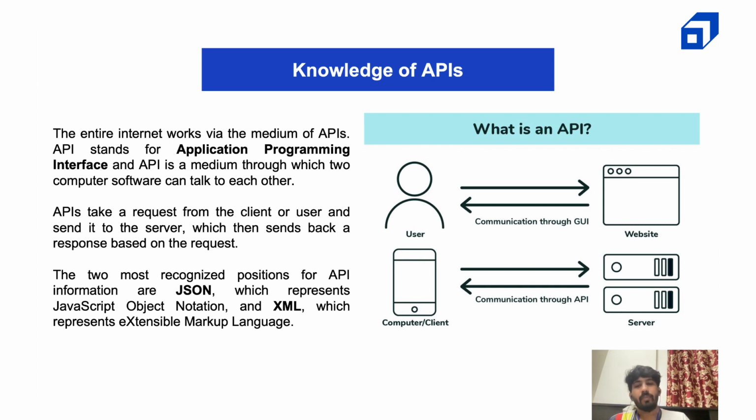APIs take a request from the client or a user and send it to the server, which sends back a response based on the request to the user itself. So over here you can see user communication through GUI, and they would get a response. So computer or client, communication through API, server, communication through API, so they get a response. The two recognized formats for API information are JSON and XML. And yeah, that's basically APIs. You would have to use APIs extensively as a backend developer, so knowledge of APIs is really important.